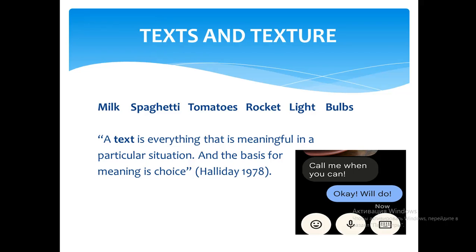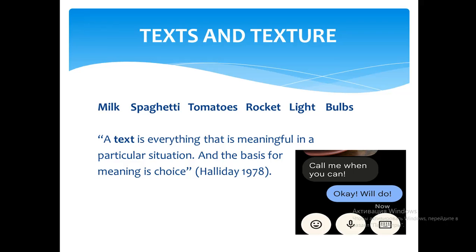Discourse analysts analyze texts and conversations. But what is a text and what is a conversation? What distinguishes texts and conversations from random collections of sentences and utterances? Consider the following list of words: milk, spaghetti, tomatoes, rocket, light bulbs. You might look at this list and conclude that this is not a text for the simple reason that it makes no sense to you, that it has no meaning.